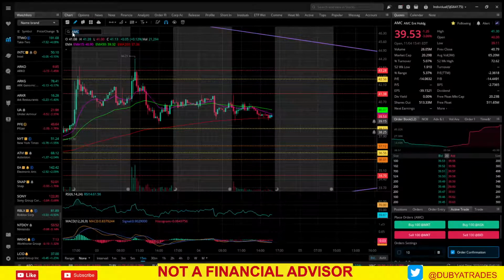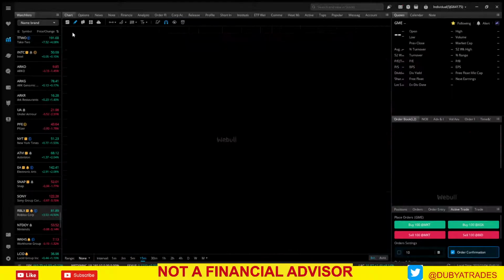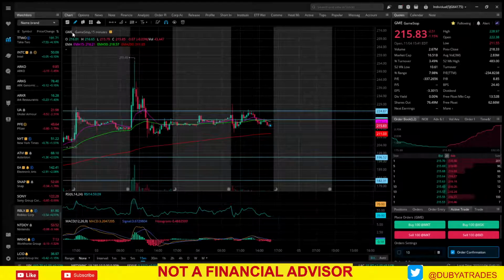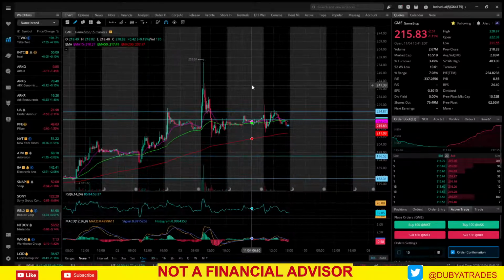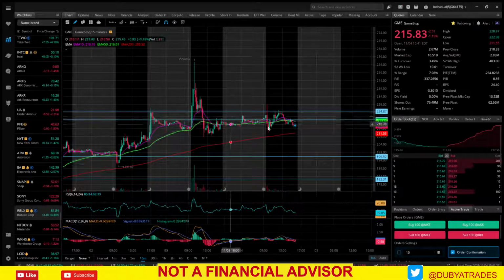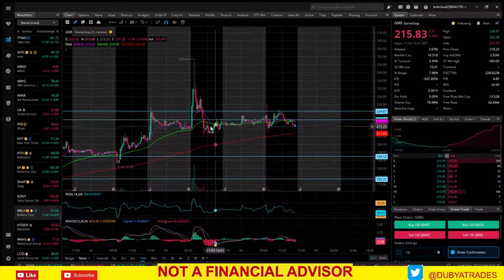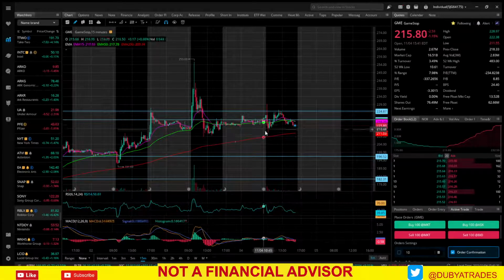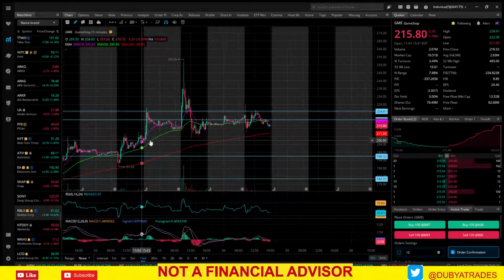GME's doing good too if y'all prefer GME. If AMC does good, GME will do good too. But we can see right now GME is consolidating. It keeps bumping up against this. If this keeps this up, this will come down a little bit too.